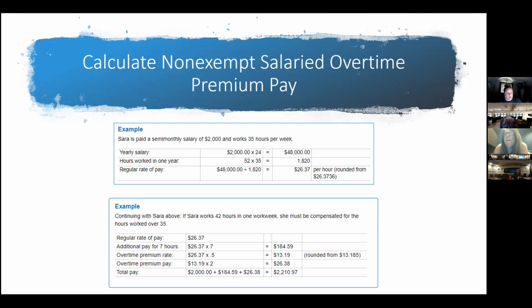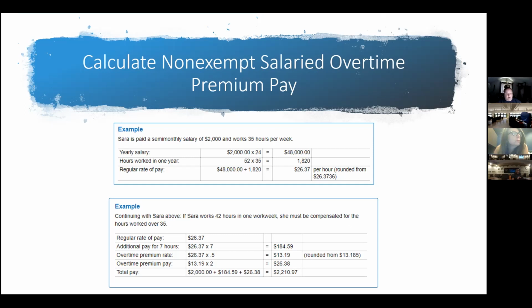She is scheduled to work 35 hours a week. So 35 hours times 52 weeks in a year is 1,820 hours. So her regular rate of pay is going to be $26.37. We're going to take that 48,000, divide it by the normal hours she's scheduled to work in a year, 1,820, and get $26.37 per hour. So Sarah, from our example, works 42 hours in 1 work week. She must be compensated for those hours over 35.